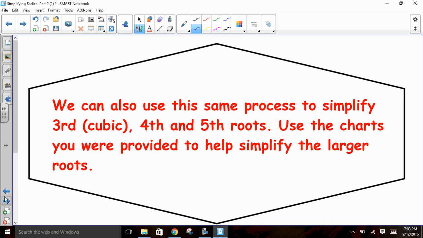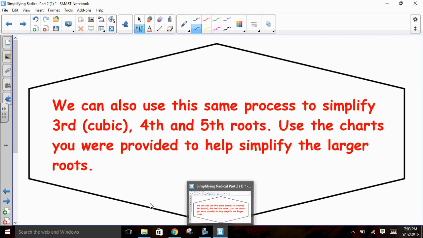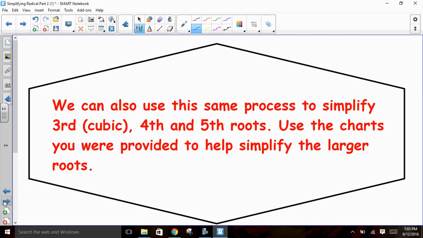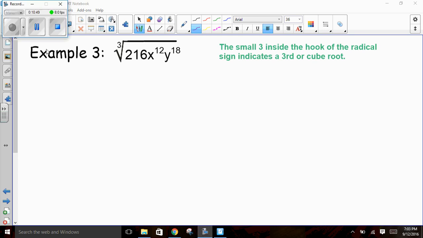Alright, so we can approach the same idea using cube roots, fifth roots, fourth roots. The only thing we need to do is make sure we have our charts out so we can look at our numbers.